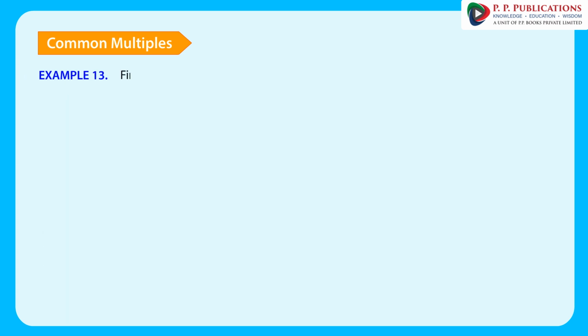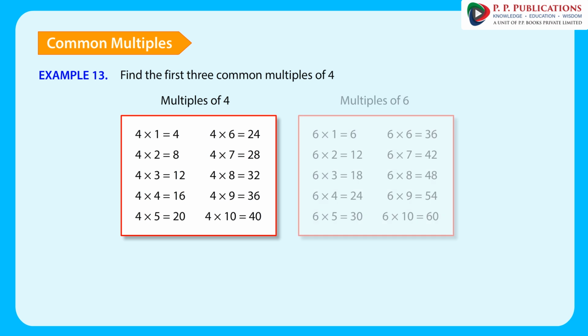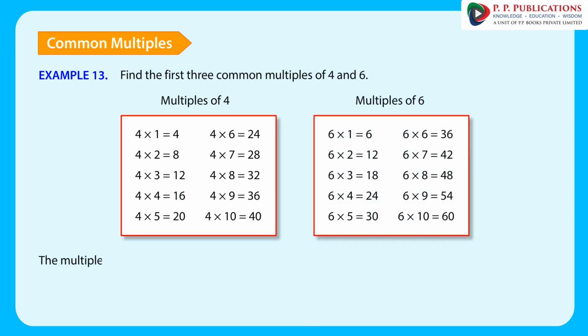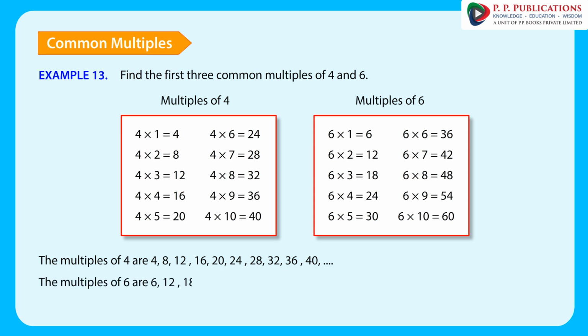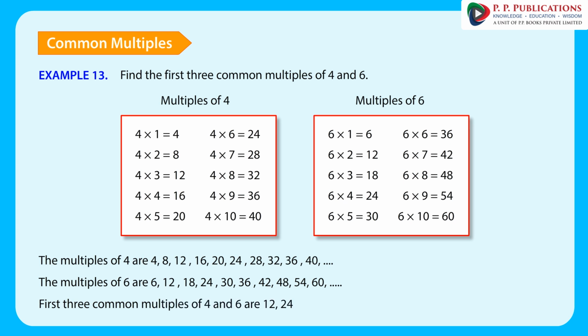Example 13. Find the first 3 common multiples of 4 and 6. The multiples of 4 are 4, 8, 12, 16, 20, 24, 28, 32, 36, 40 and so on. The multiples of 6 are 6, 12, 18, 24, 30, 36, 42, 48, 54, 60 and so on. The first 3 common multiples of 4 and 6 are 12, 24 and 36.